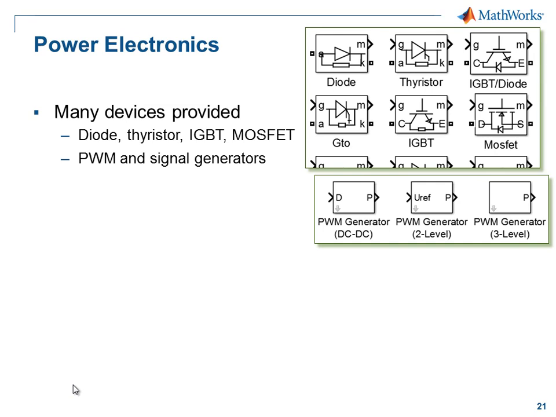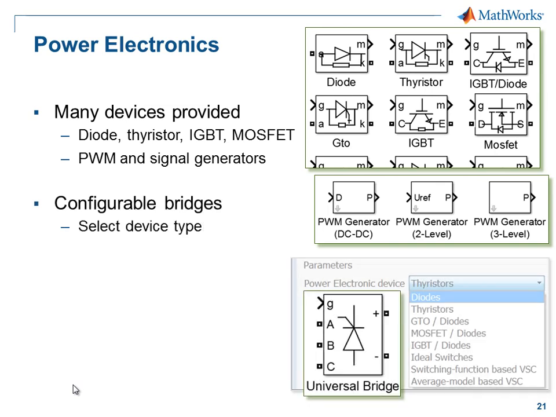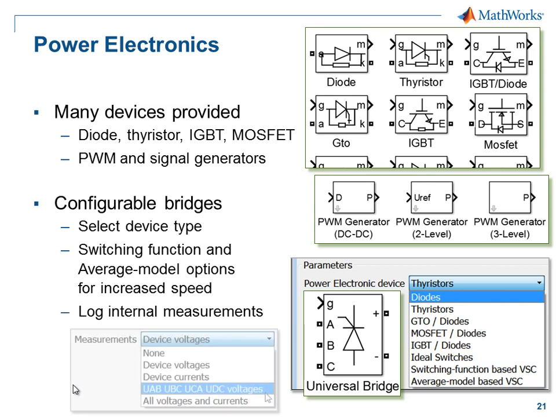To help you drive those, there are subsystems that help you generate pulse-width modulated signals. Configurable bridges allow you to set up your network and then select the device type. And there are device options that are at a more abstract level and will increase simulation speed. You can log internal measurements from these bridges and view them on a scope.